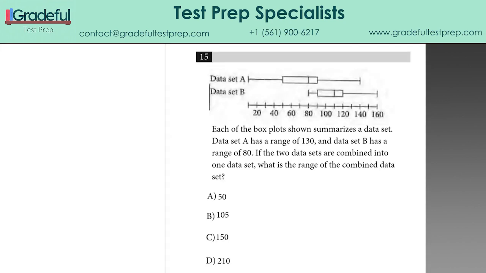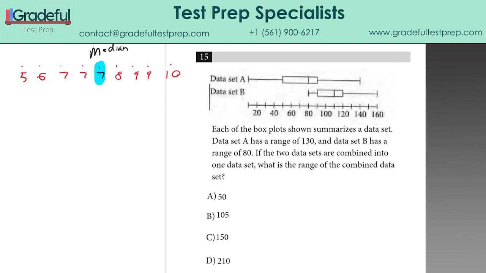For question number 15, let's quickly do a little lesson on how to construct a box plot. Let's say that this is our data right here. We have 1, 2, 3, 4, 5, 6, 7, 8, 9 values. If you're doing a box plot, first thing you want to do is find the median of everything, which is 7. So that's our median right there.